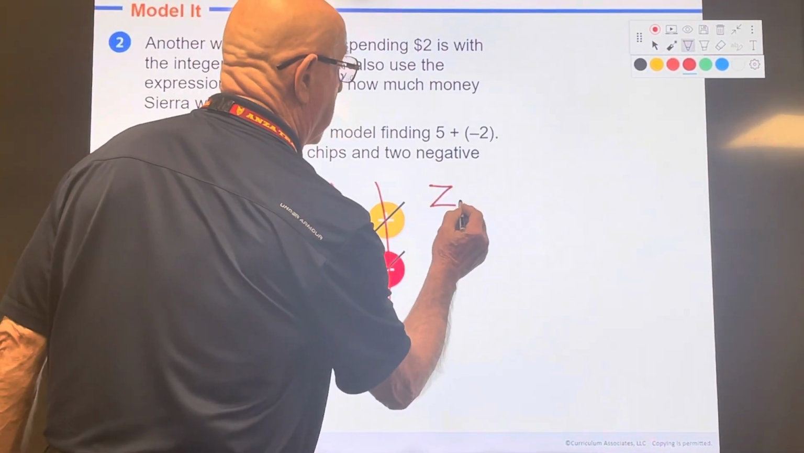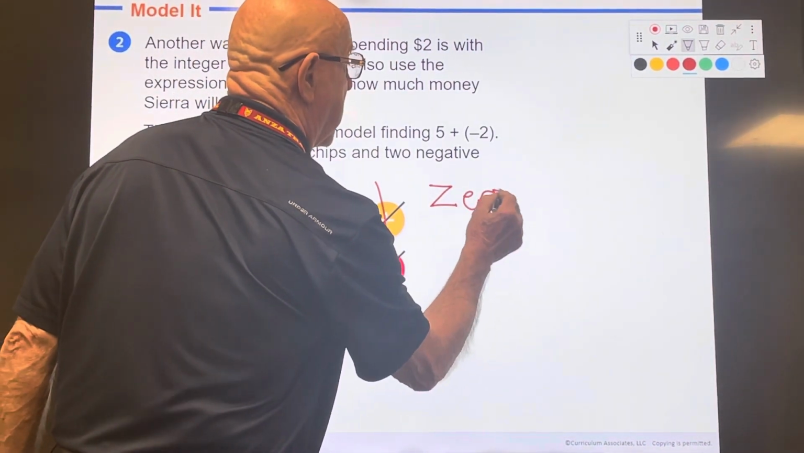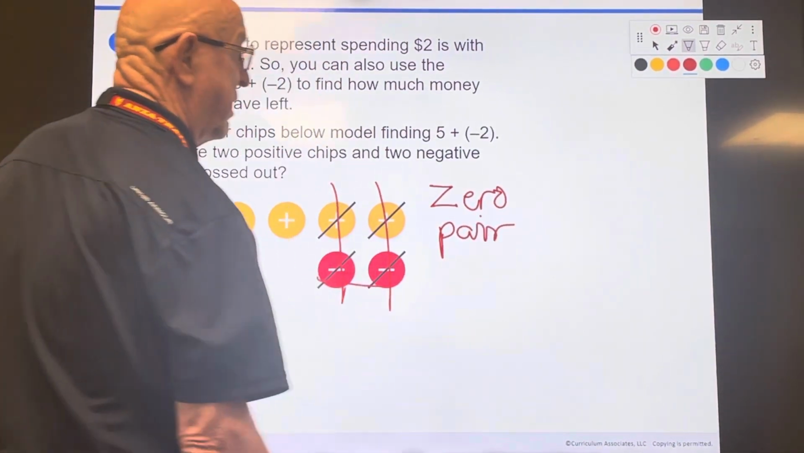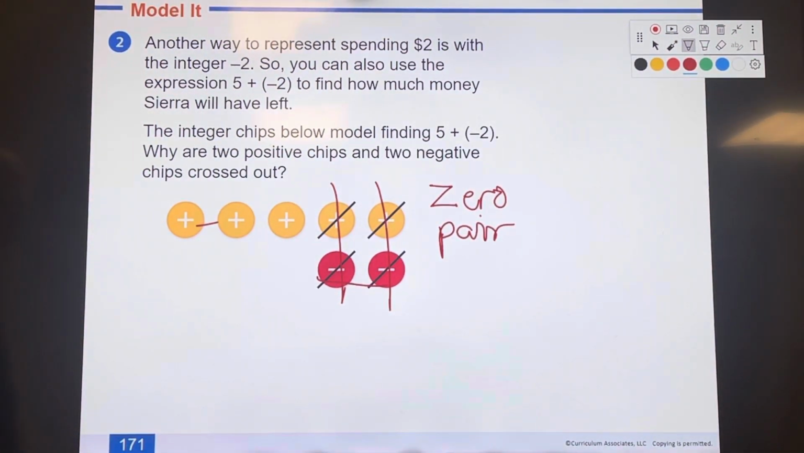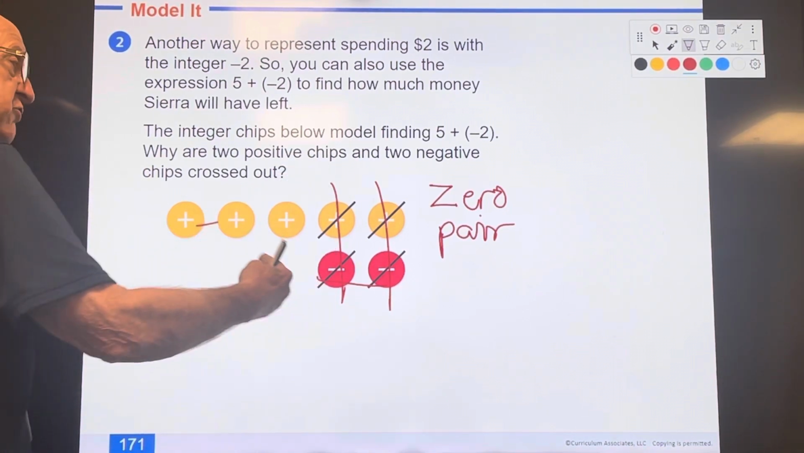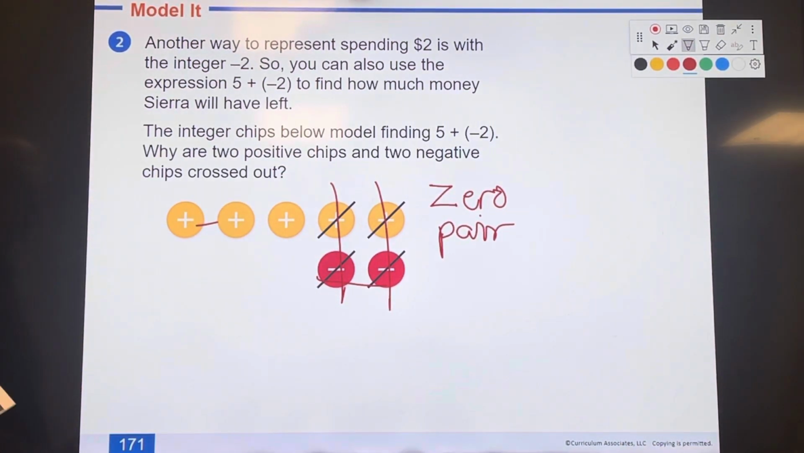Everybody remember that word, zero pair. That was a vocabulary word last week, right? So we should still know what that means. So we cross those out, and again, we have 3 left. Why are these 2 positive chips and 2 negative chips crossed out? Because they form a zero pair.